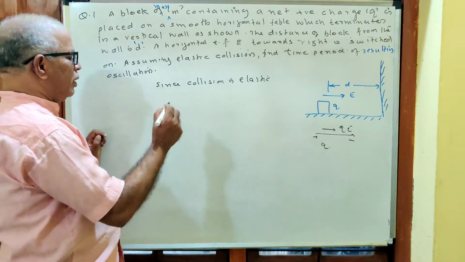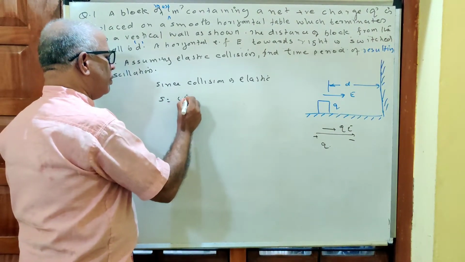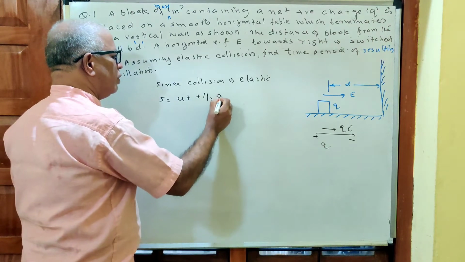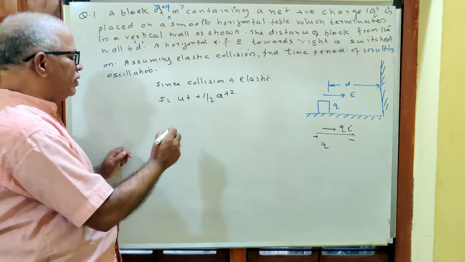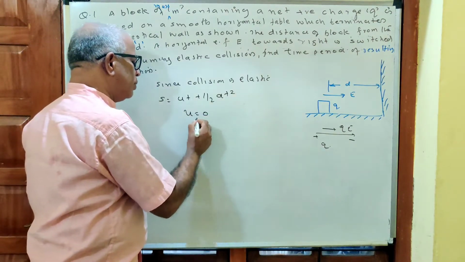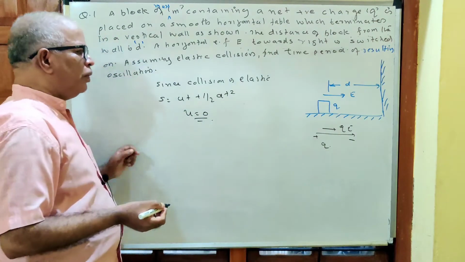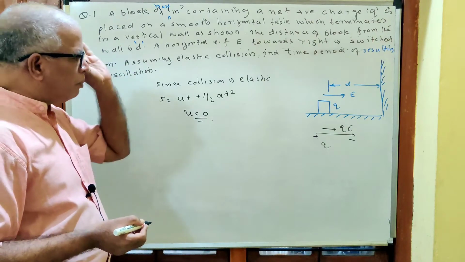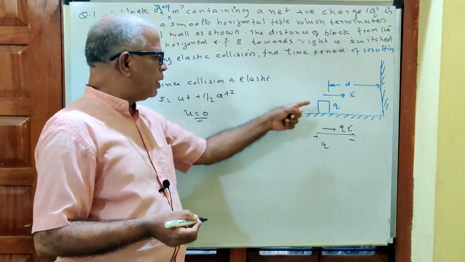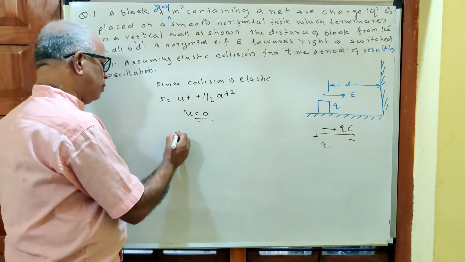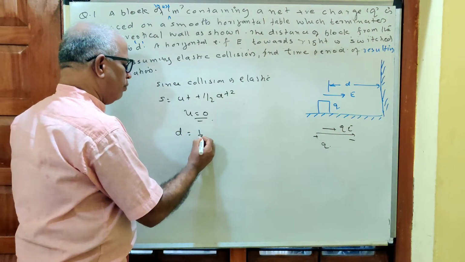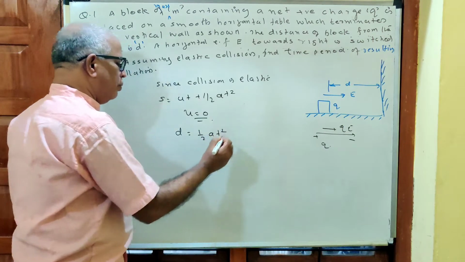So S is equal to ut plus half at square. We apply this formula. All of us know S is equal to ut plus half at square. D is equal to, u is 0, initially 0. How do we get initially 0? Just before application of the field, the speed must be 0. So D is equal to half at square.